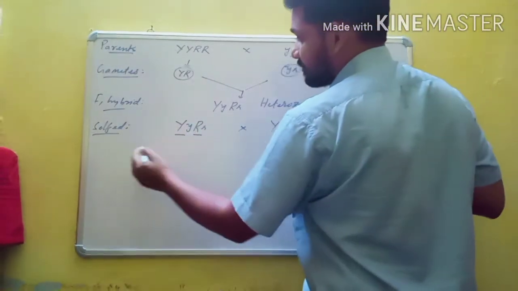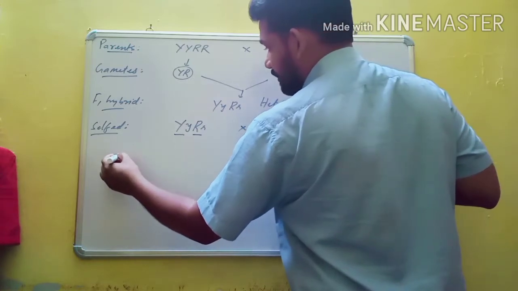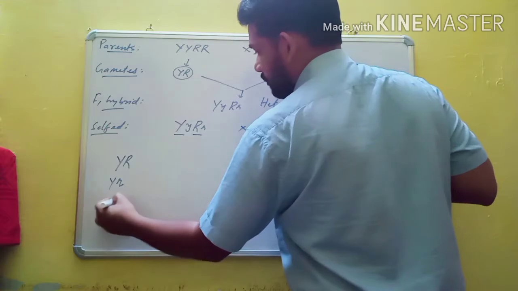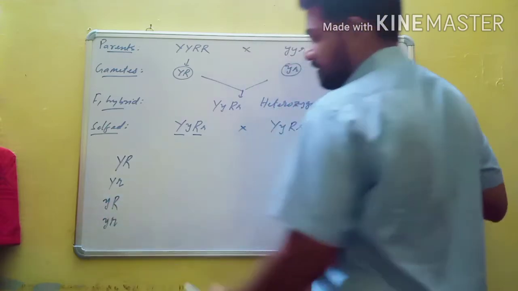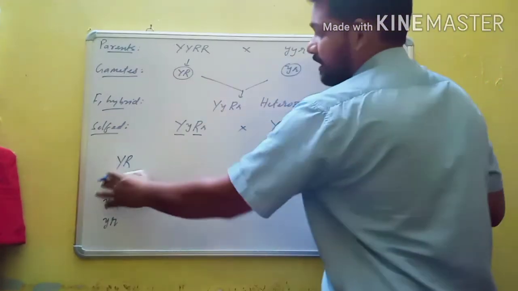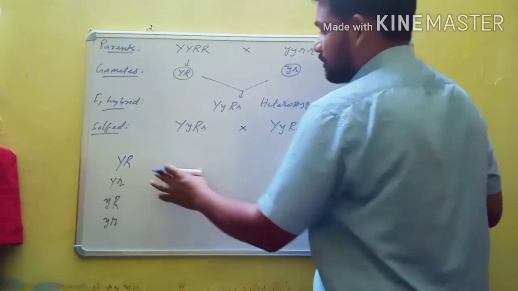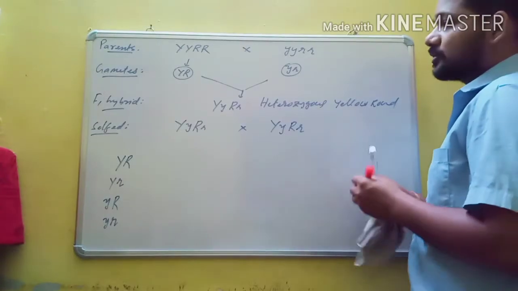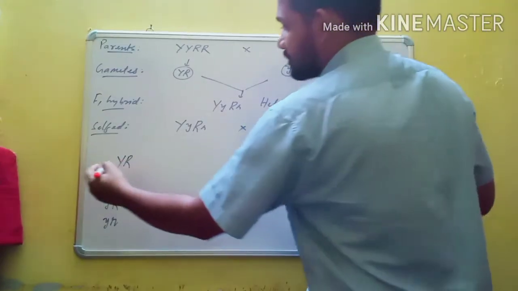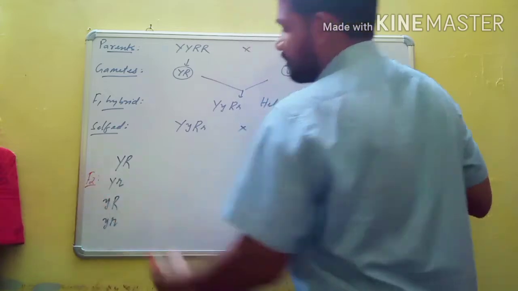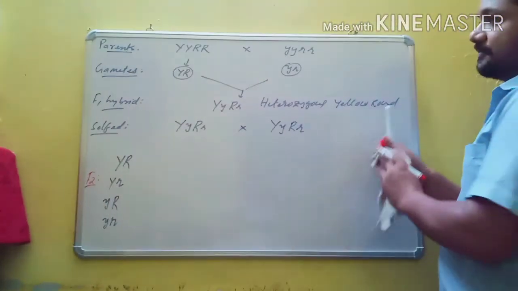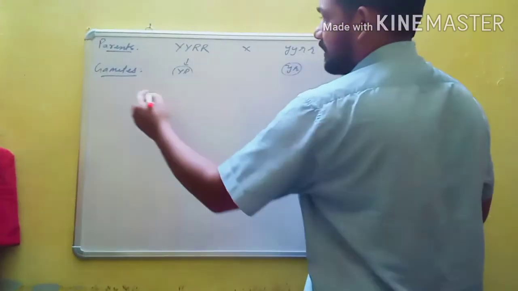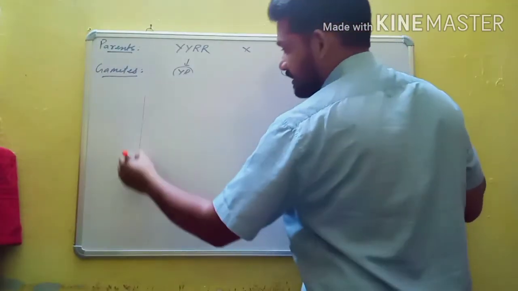What are the different types of gametes produced? Capital Y capital R, capital Y small r, small y capital R, small y small r. So these are the 4 gametes from this parent. The same gametes are also produced from the other parent. So with the help of the Punnett square, we obtain the F2 generation. So this is a dihybrid cross.